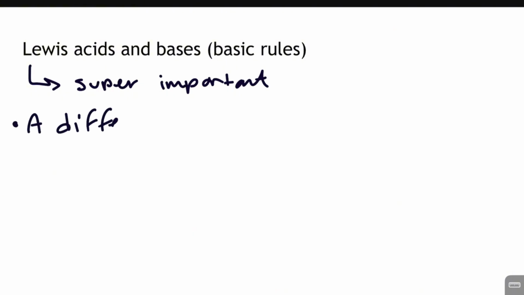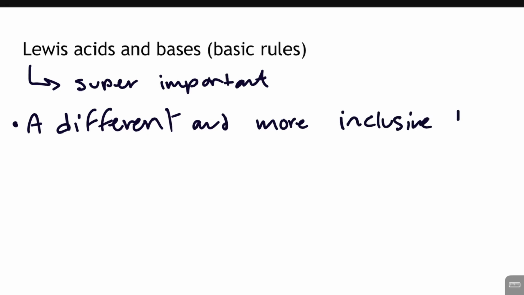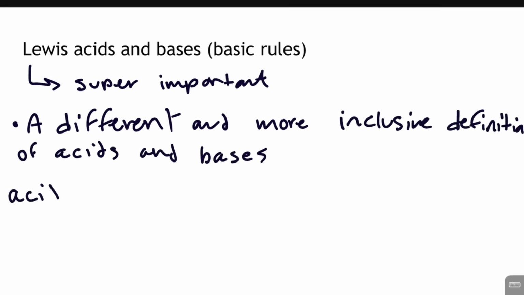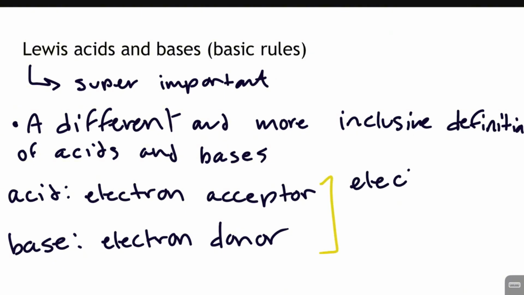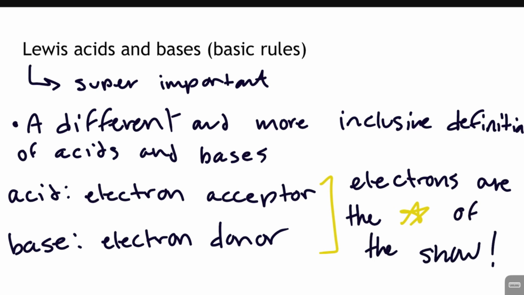And so here we're going to do a very basic intro to it, because you can go really in depth into this, but for what you need, here it is. It is just a different and more inclusive definition of acids and bases, and it focuses a lot more on electrons. Acids are known as electron acceptors, and bases are known as electron donors. So instead of focusing on the transfer of protons, here, electrons are the star of the show. They become the main focus.